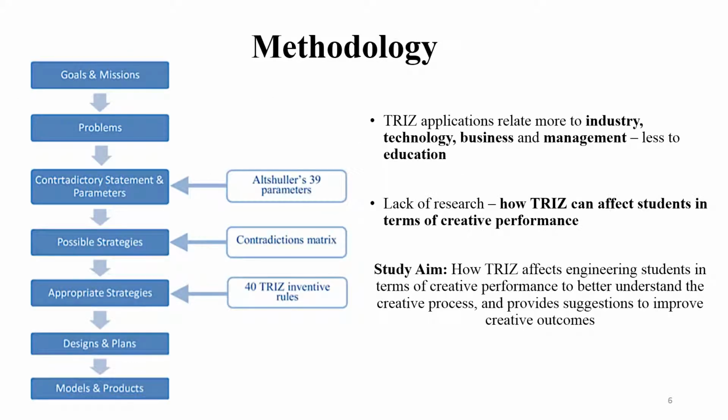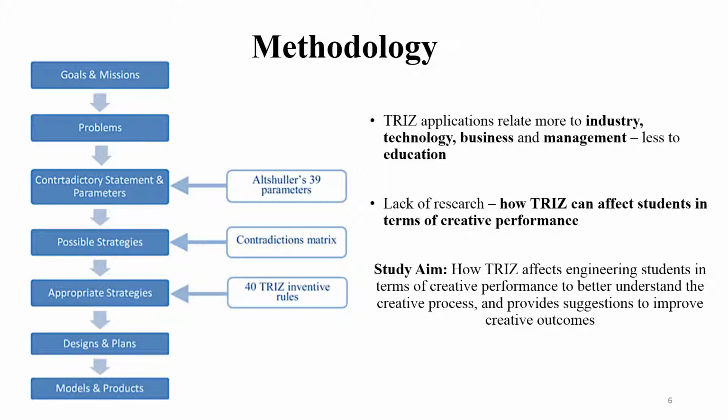So basically, a flow chart for TRIZ would be: you have a goal, you have a mission, then you identify some problems and you want to fix those problems. Before you do that, you realize that the problem poses some contradictory statements and parameters, whereby the 39 parameters of Altshuller come in. Then you need to find possible strategies to deal with those parameters. So what you do is you construct a contradictions matrix.